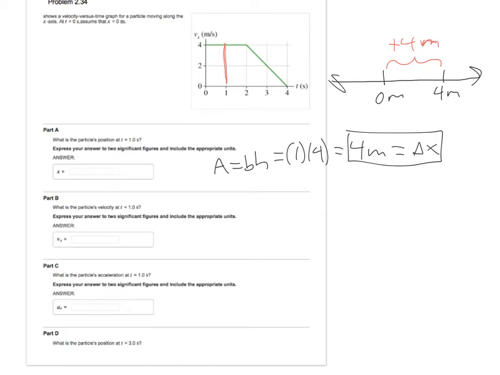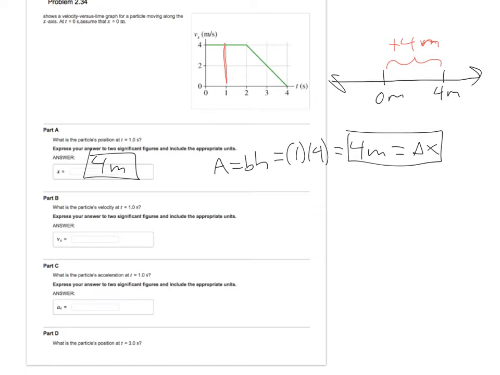For this problem, it really doesn't matter since we're starting at a position of 0, but in future problems, we might not start at a position of 0, and that would change our answer. So our answer here is simply just going to be 4 meters. We start at 0, move 4 meters to the right, so our new position is 4 meters.